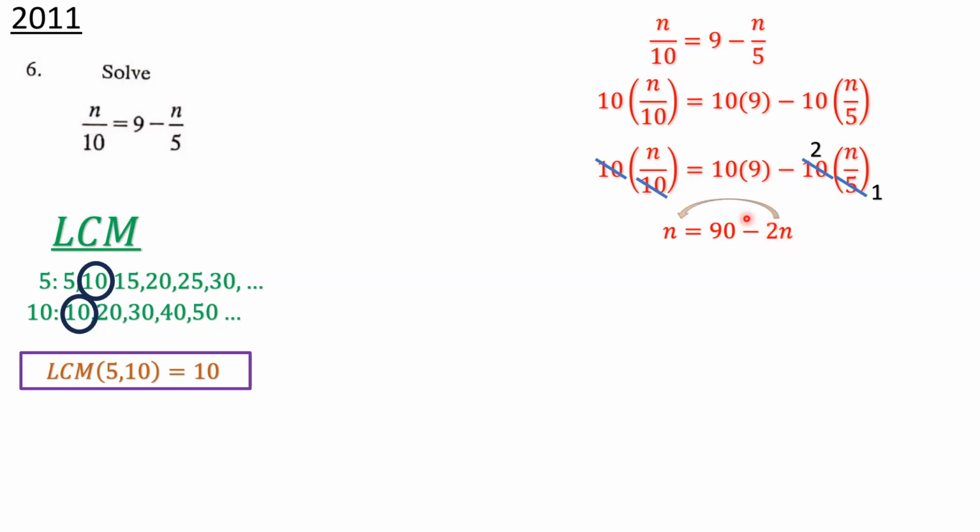All right, now we're going to send the negative 2n over the equal sign, and it becomes a positive 2n. So now we have n plus 2n equals 90, and n plus 2n is going to be 3n. So we have 3n equals 90. We divide both sides by 3, and we cancel the 3's. And so we are left with n is equal to 90 over 3, and that means that n is equal to 30.